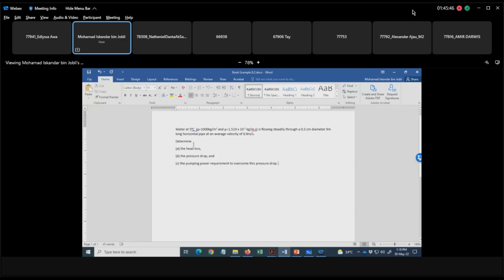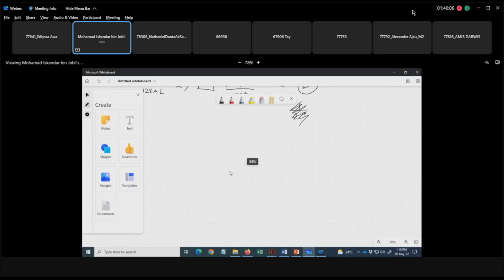Now, how would you do this, fellas? The head loss: water at 5 degrees Celsius is flowing steadily through a 0.3 diameter, 9-meter long horizontal pipe at an average velocity of 0.9 meter per second. If I were to do this, put this aside. This is the example from the book. First off, collect all the information.